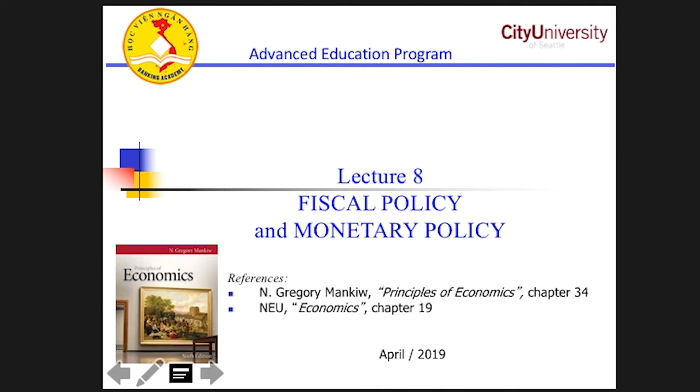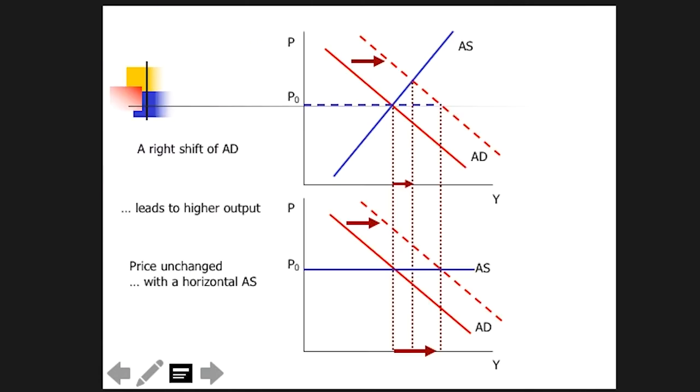Lecture 8, Fiscal Policy and Monetary Policy. After we analyzed the AD-AS model from Lecture 7, we have the suggestion for the policy that if we use monetary policy and fiscal policy to expand or contract aggregate demand, we will have a change in aggregate demand and AD shifts to the right or to the left. And finally, we have the new equilibrium.